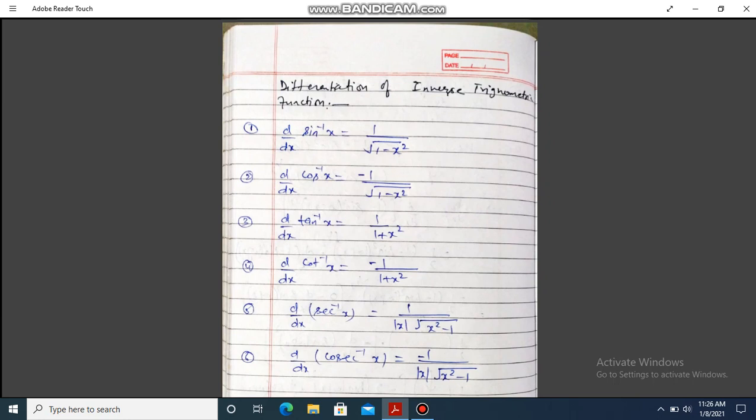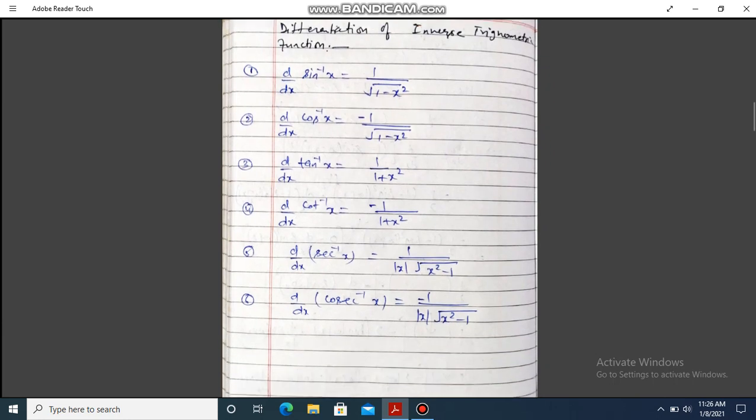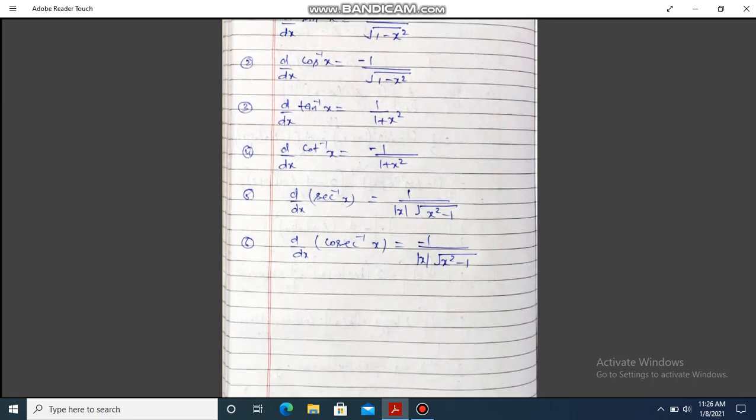tan inverse has an important differentiation, that is 1 upon 1 plus x square. And cot inverse is the same, you will get a minus outside that of tan inverse. So minus times 1 upon 1 plus x square. Now the differentiation of sec inverse x is equal to 1 upon modulus of x into under root of x square minus 1.